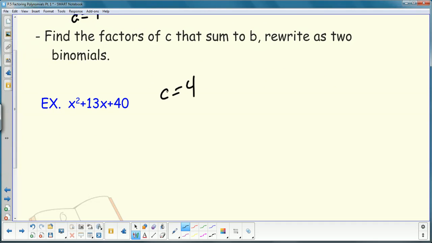So in this case, c is 40, b is 13, and we're looking for factors of 40 that add up to 13. So some factors of 40 I know would be like 4 and 10, but that adds up to 14, so that's not going to work.